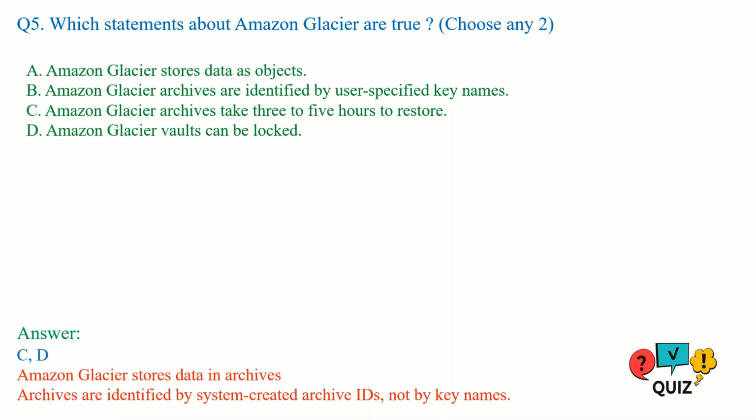Amazon Glacier stores data in archives, and these archives are identified by system-created archive IDs, not by names. So the answer is not B. And definitely it takes 3 to 5 hours, because that is the lowest pricing model, right? Amazon Glacier as well as Glacier Deep Archive. Definitely it takes a much longer time to restore the data. The answer is C and D. Good attempt. Let's move on to the next one.